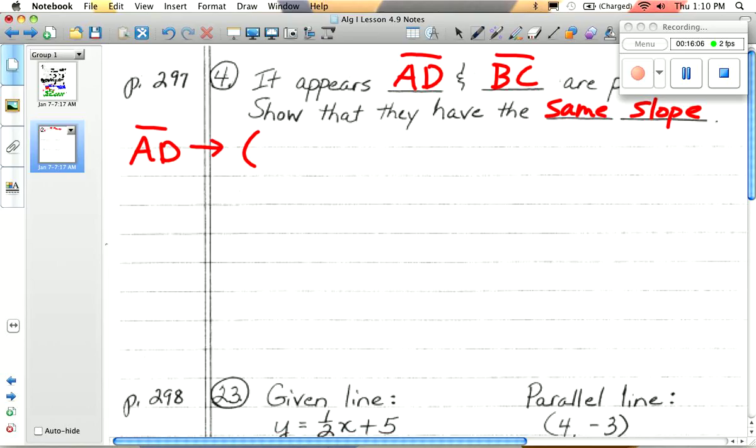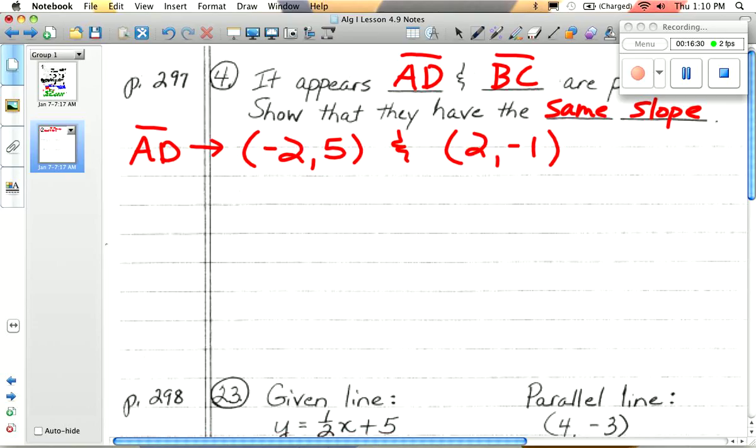What are 2 points on line segment AD? -2 and 5. Try it a little louder for me. -2 and 5. 2 and 5. -2 and 5. And what's the other one? The same AD. 2, -1.